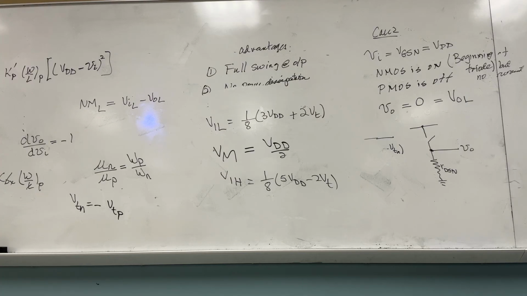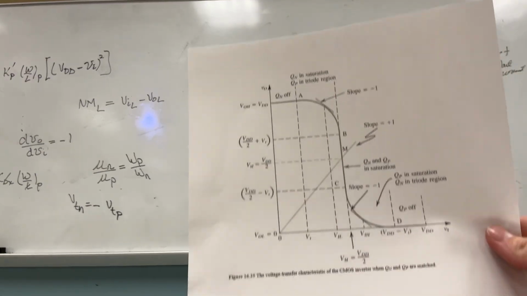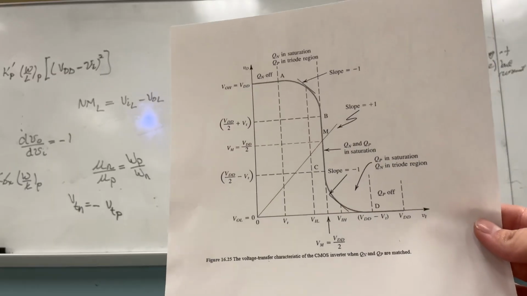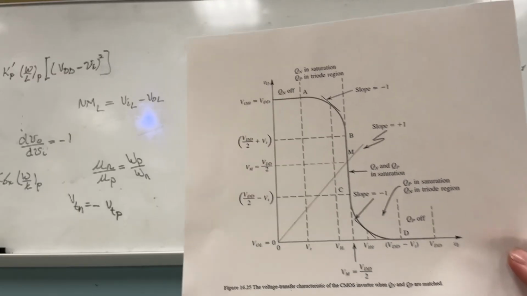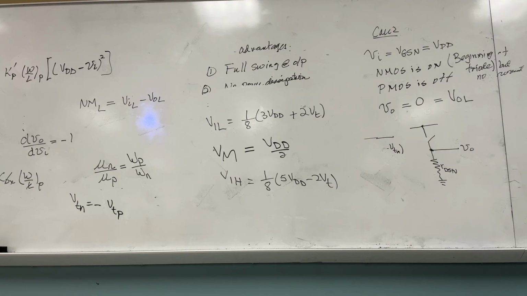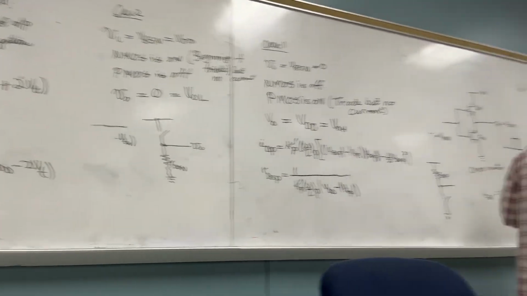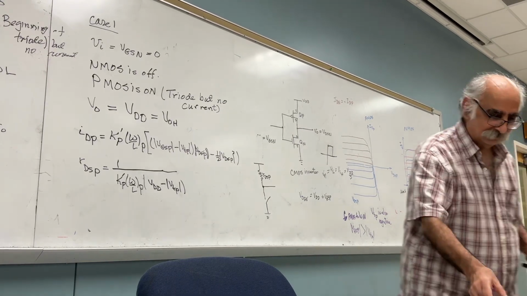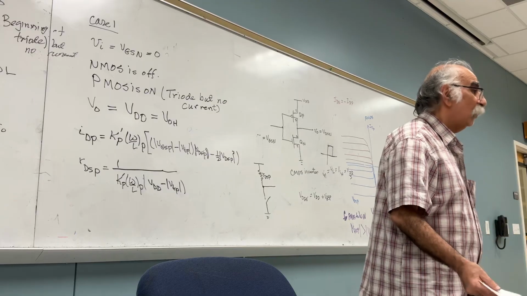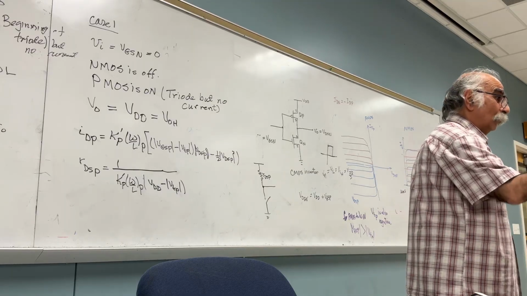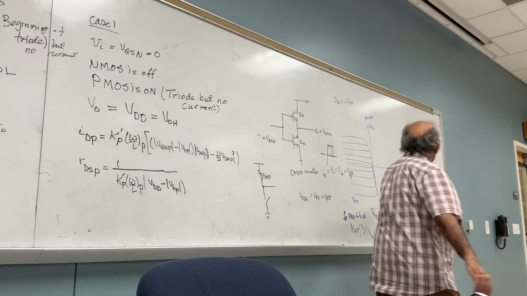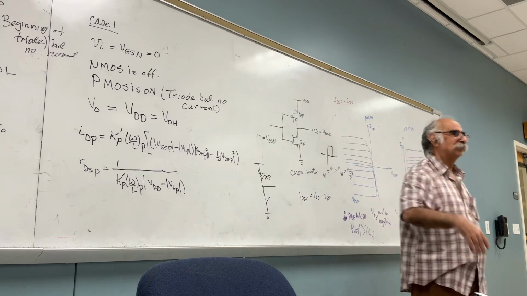Clear? Now one more region, from D to the final point, E. What can you tell me? PMOS is off. Where? Show it to me. The PMOS is off. By the way, what is the NMOS? NMOS is in triode, but no current. That is case 2, which is the extreme, I guess.